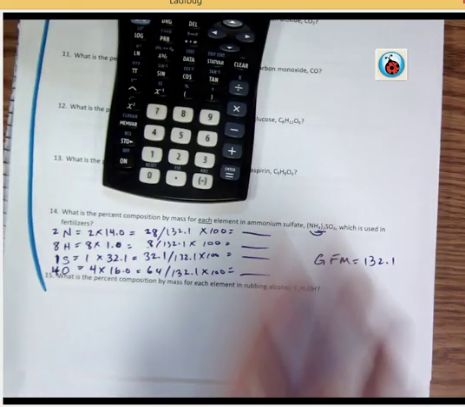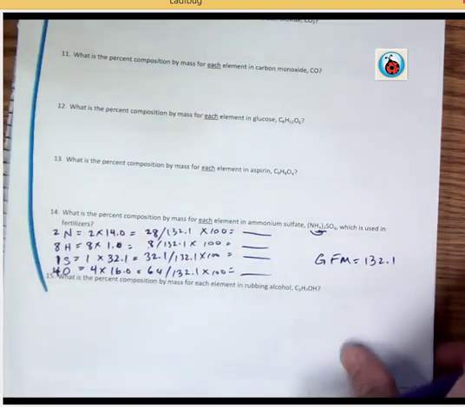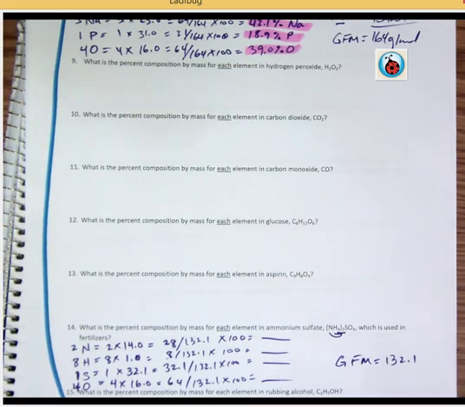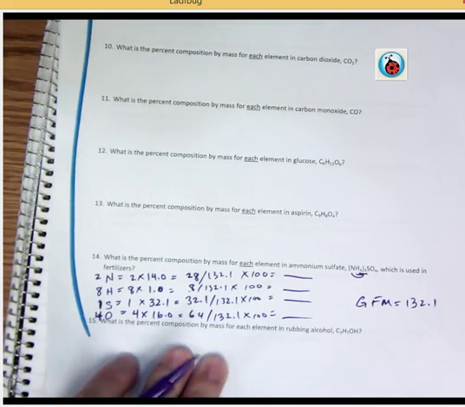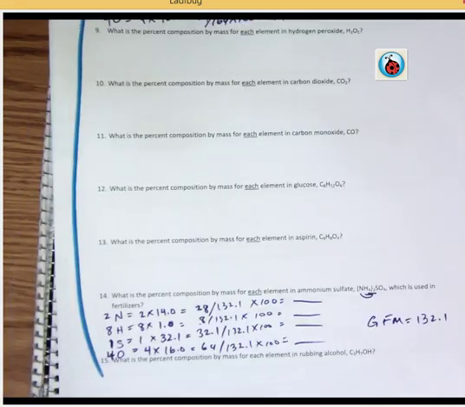Okay? I will post the answers up or show you the answers in class, so please make sure you try all of them. All the 7 questions that I have left for you to do here. Try all of them. I'll show the answers in class, and you can always check with me if you have any questions. And that is it for percent composition. Goodbye.